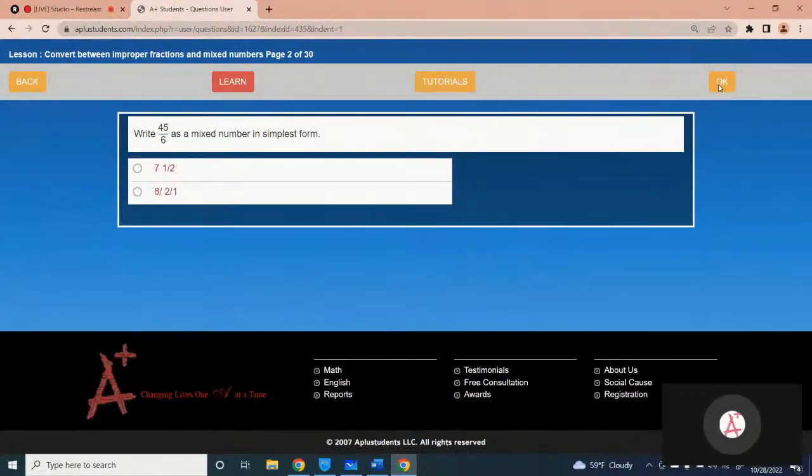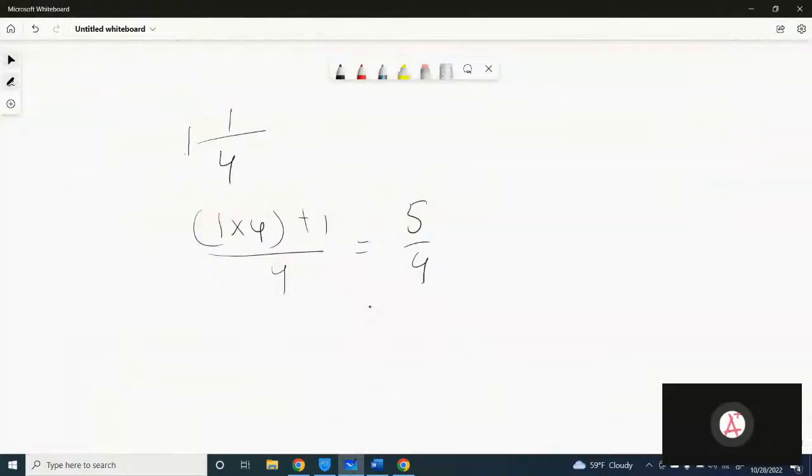Okay, write 45 over 6 as a mixed number in simplest form. So you have to write 45 over 6. Okay, first of all, you have to see if we have a common number that can divide both numerator and denominator. Do we have any? Think of a number that can divide 45 and 6. Yes, we have a common number that can divide both numerator and denominator. It is 3. So 3 times 15 is 45, and 3 times 2 is 6. Got it? Okay, let's just divide 15 by 2.